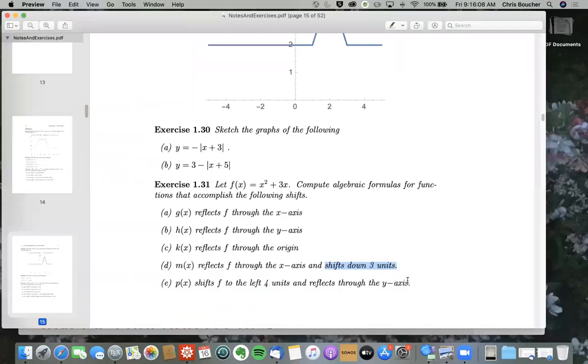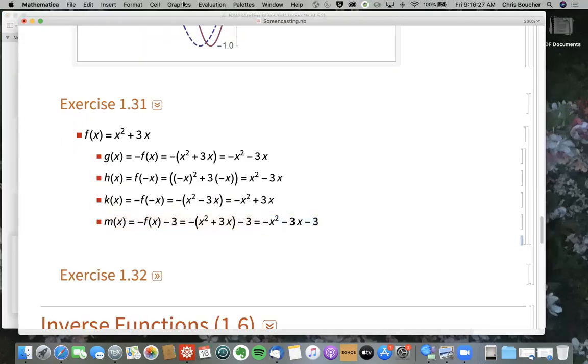Here I have a left shift and a reflection through the y-axis, right? So to shift to the left, I'm going to add 4 to the input. You recall that from the previous video about horizontal shifts. And then to reflect through the y-axis, I'm going to put a minus sign outside the function. So what that looks like abstractly.